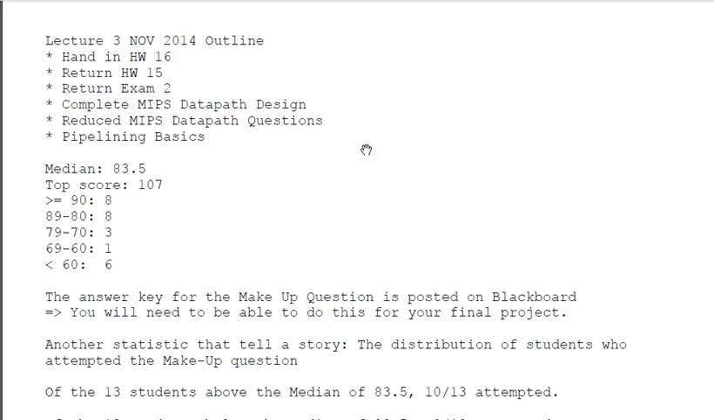So, today we're going to finish up the MIPS data path design, and then we're going to start going into what's called the reduced MIPS data path questions, the type of question you'll see on an exam. We'll finish the entire data path, but the first question will be something like, give me a reduced MIPS data path that does add immediate and load word instructions only.